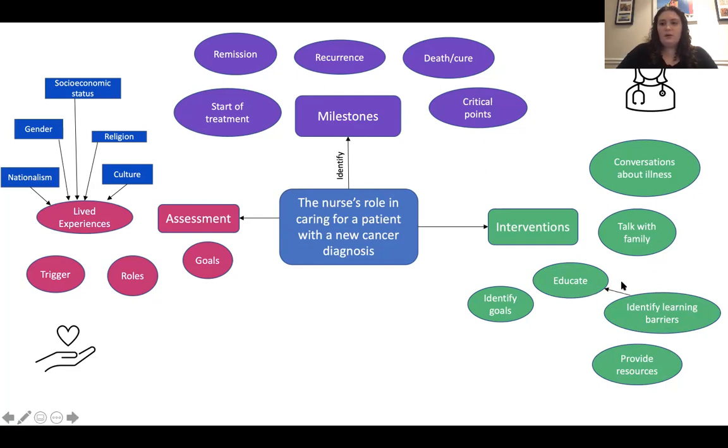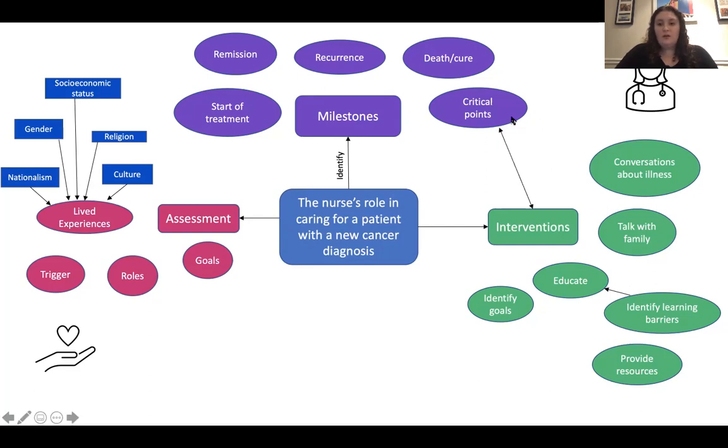It's also very important for us to understand this connection right here of the learning barriers affecting the nurse's education. And it's really important to be able to identify these to then tailor the nursing education to fill in those gaps.